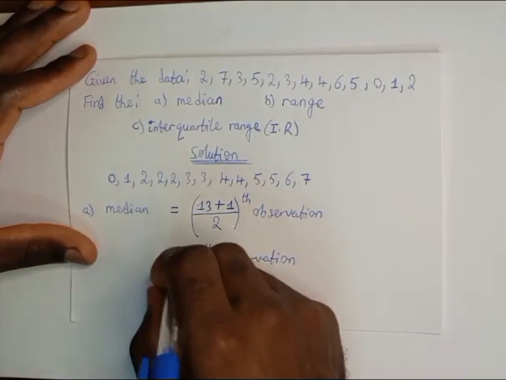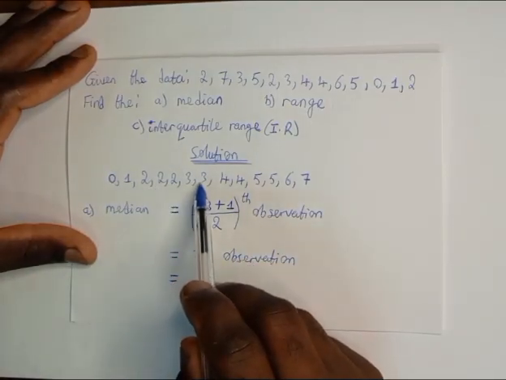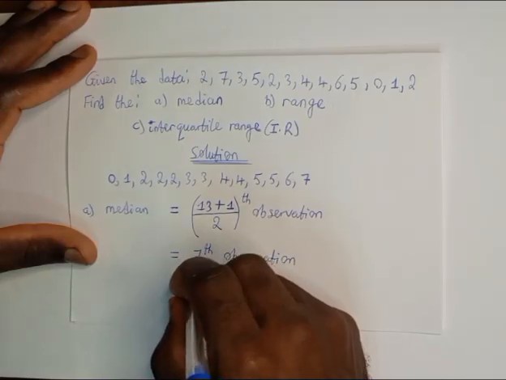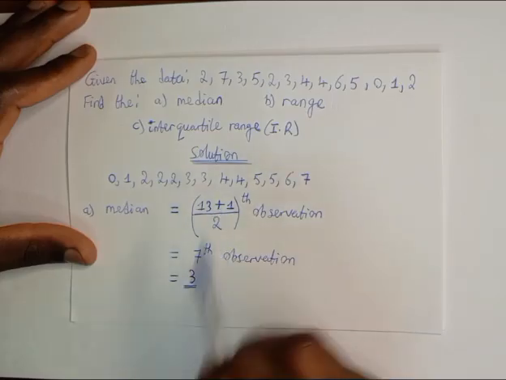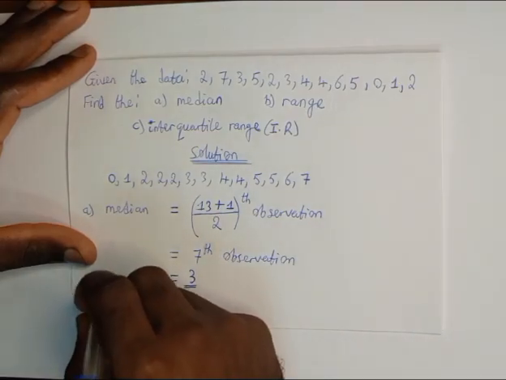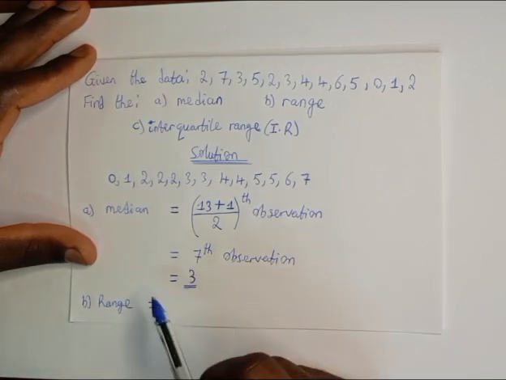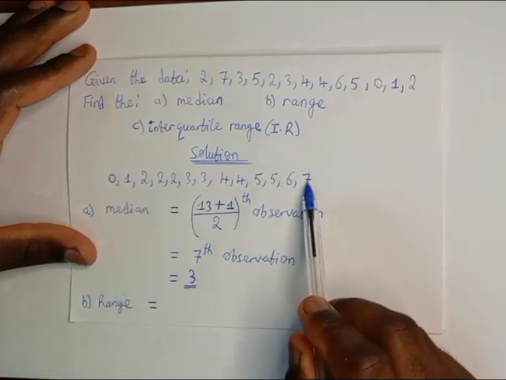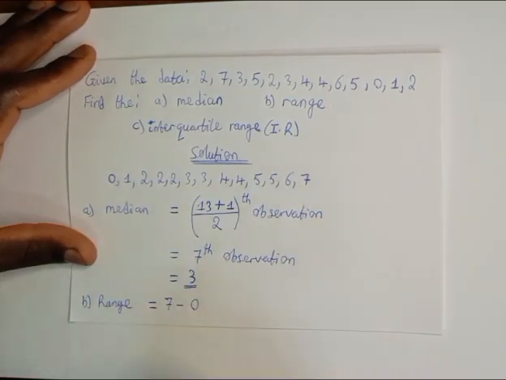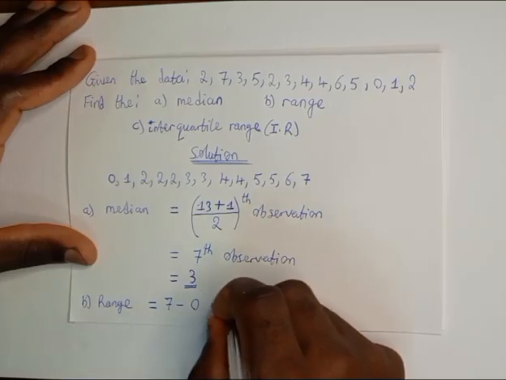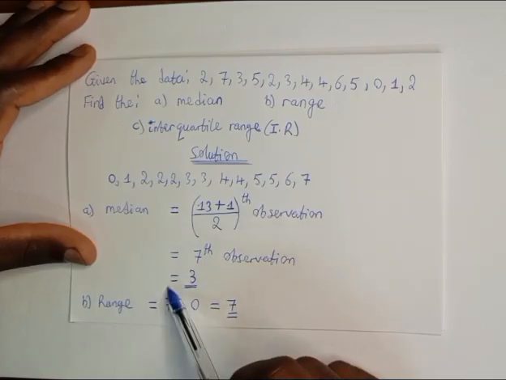And this will give us the median. We are going to count 1, 2, 3, 4, 5, 6, 7. The median is simply 3. We underline the answer. Next, we have to find the range. For B, the range is simply equal to the largest score minus the lowest. So this will give us 7 minus 0, which is simply equal to 7. This is the range. Next, we have to find the interquartile range.